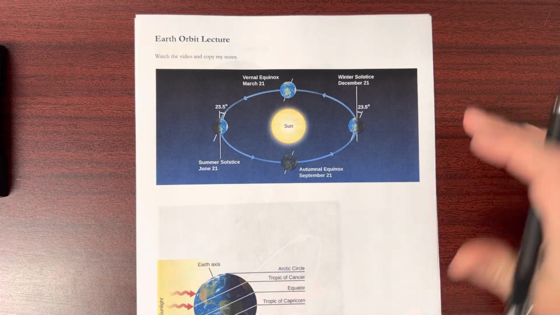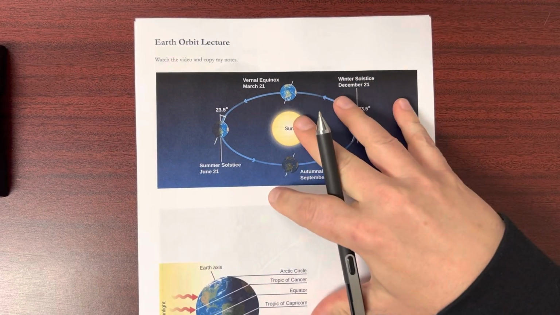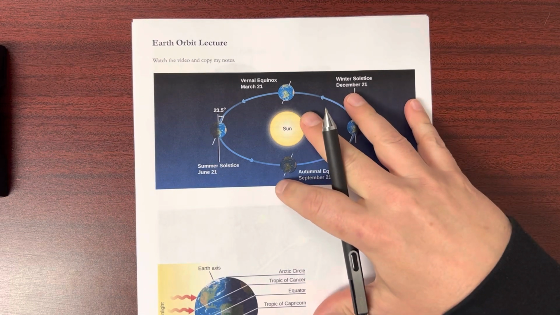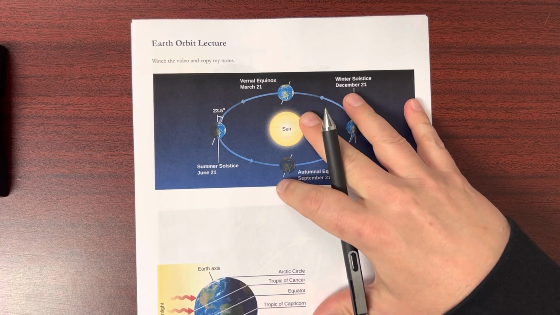Good morning. Today we're going to go over some basics of Earth and Earth's orbit. We'll include a little bit of the moon as well.